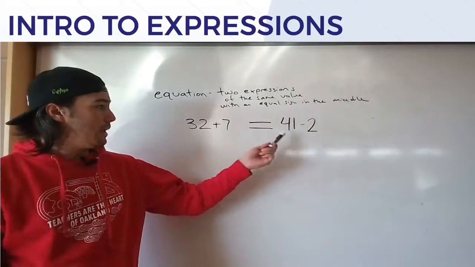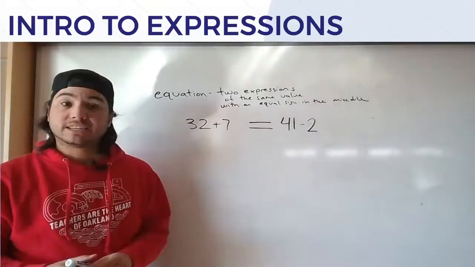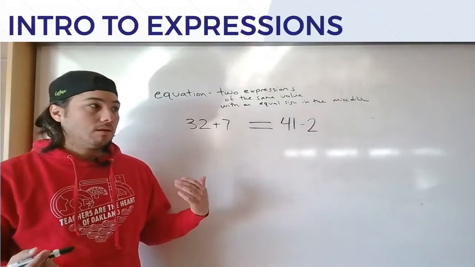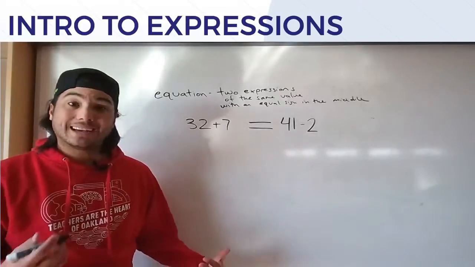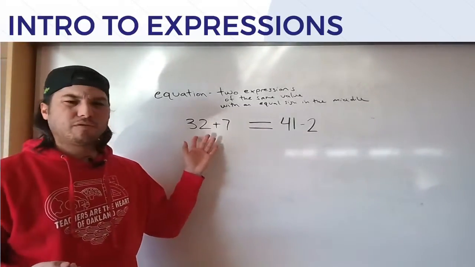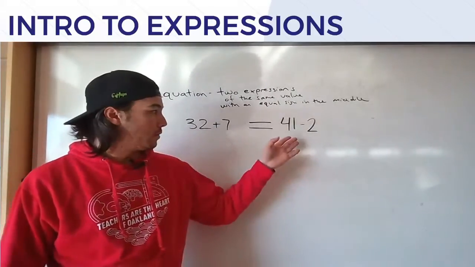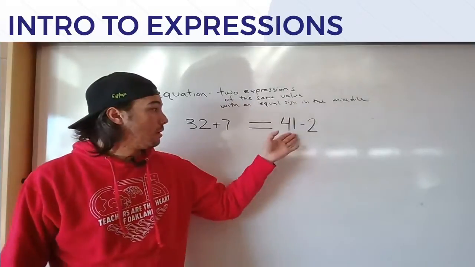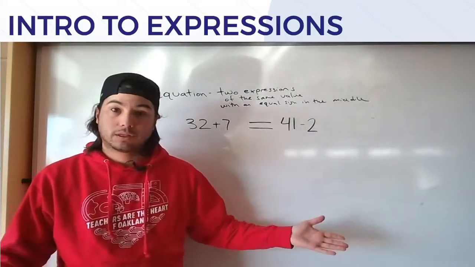Essentially, two expressions. 32 plus 7 is an expression by itself. And you can write it as an equation where the most simple form of this would be to add 32 and 7, and then it would equal 39. Or subtracting 2 from 41, and that would equal 39.